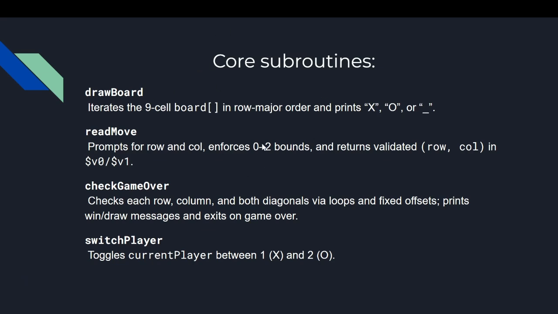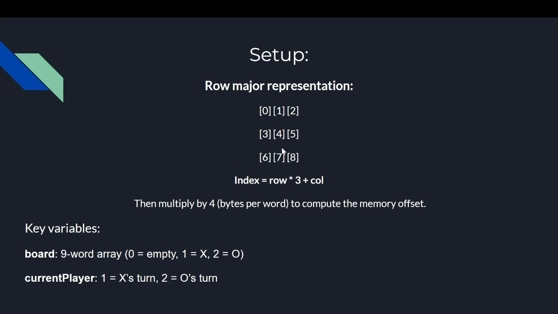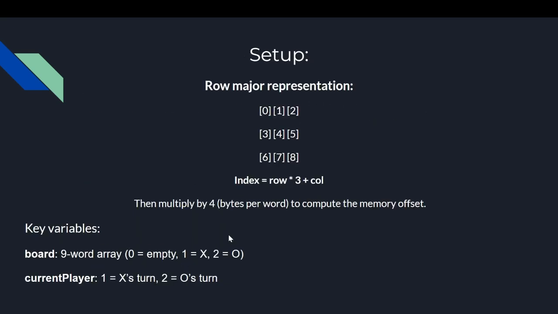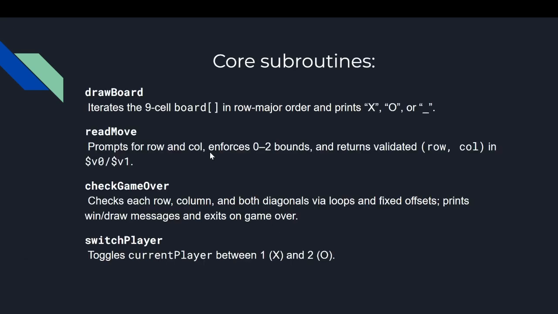These are the key subroutines that the program runs on. The first, draw board, goes through the 9-cell board array in row major order and prints X, O, or an underscore depending on these values. Next, the read move subroutine prompts the user for the row and column inputs and keeps doing that until the user enters valid inputs, and returns the validated inputs in these registers.